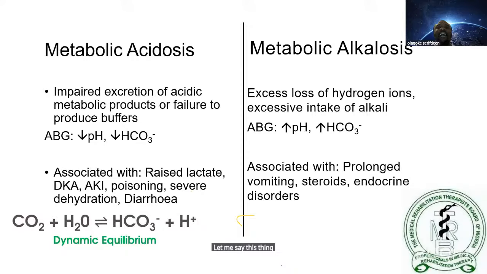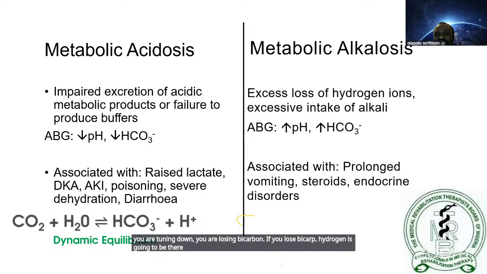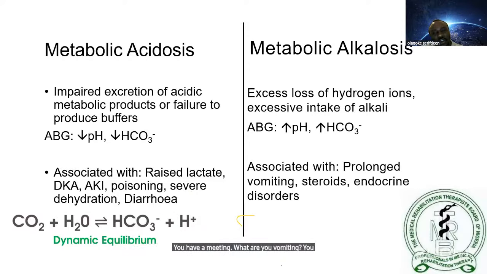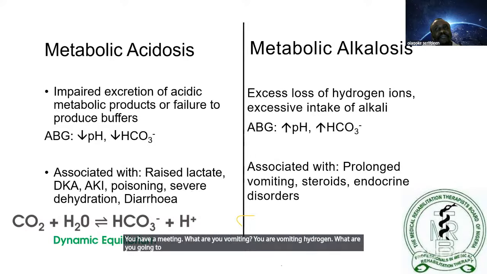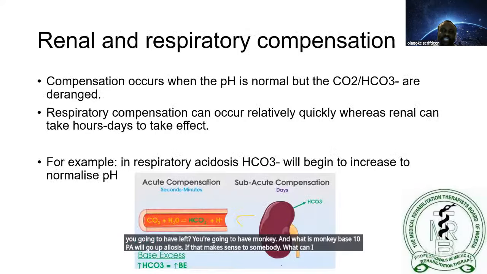Let me say this again. If you are throwing down, you are losing bicarb. If you lose bicarb, hydrogen is going to be there. Acid, metabolic acidosis. If you are throwing up, you are vomiting hydrogen. What are you going to have left? You're going to have bicarb. And what is bicarb? Base. Then pH will go up. Alkalosis. If that makes sense to somebody, we'll crack on again.